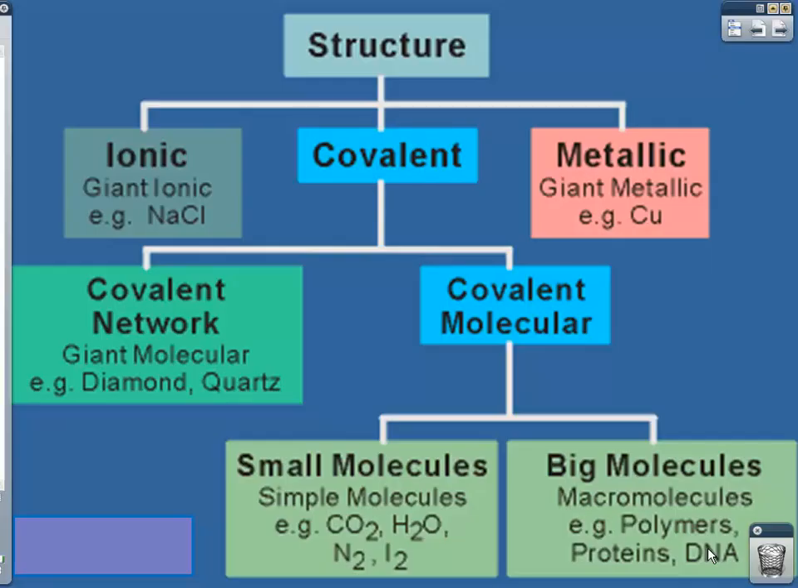So you can see here you have your three types of bonding: ionic, covalent, and metallic. Covalent can be broken down into network solids. These are your diamond, quartz, silicon dioxides. And then you have molecular covalent, which are small molecules like water, CO2, nitrogen, and then big molecules mostly for biochem: polymers, proteins, DNA. Pretty simple.